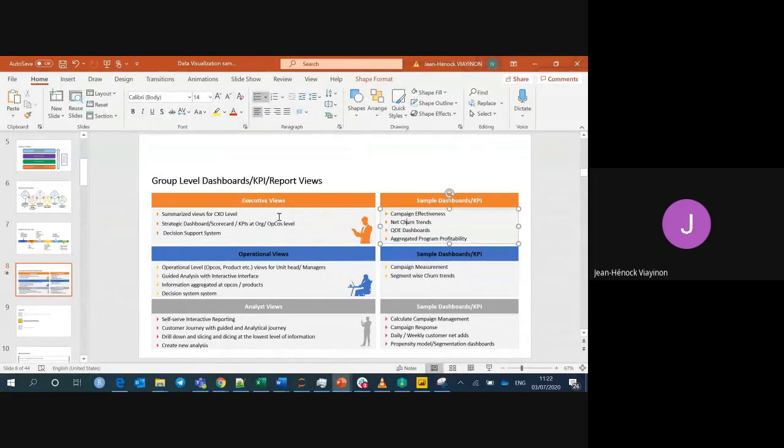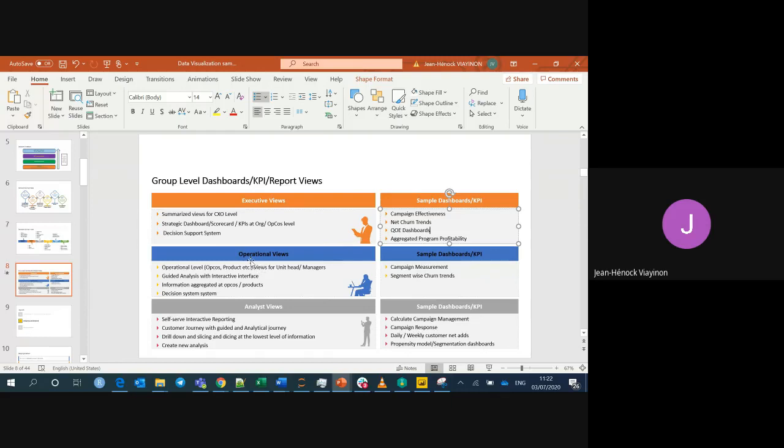So now for the executive view, you will actually need to measure the campaign effectiveness. For example, the net churn trend, the quality of experience dashboard, aggregated program profitability, and so on and so forth. So the executive view needs more general information.